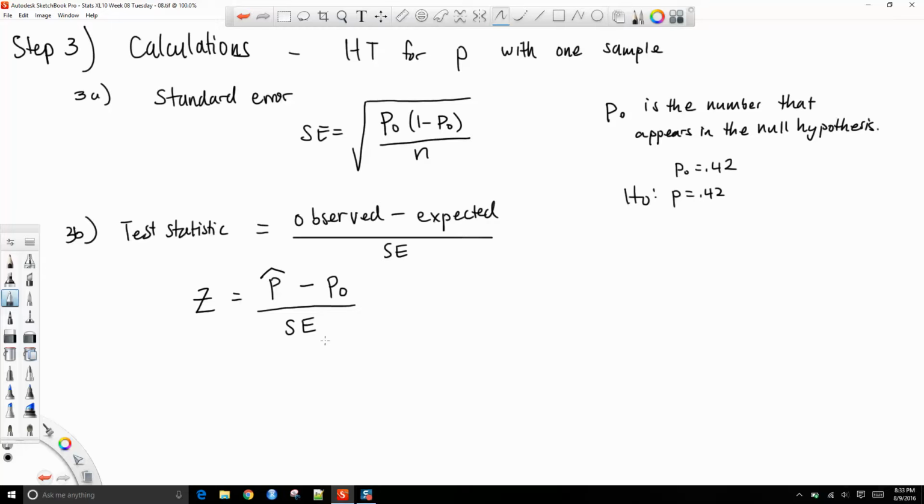So we're taking the difference between what we observed and what we expected, the reality versus the expectation, and we're going to divide that difference by the standard error to see whether it is a big difference or not. And then lastly, we're going to look up the test statistic to get the p-value. I'm going to have to explain that more on the next page.